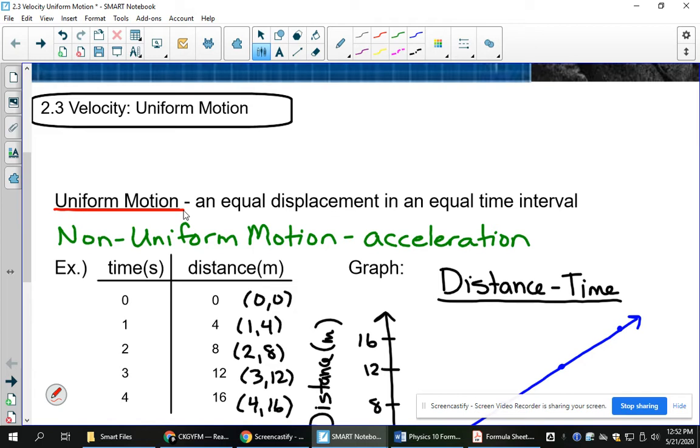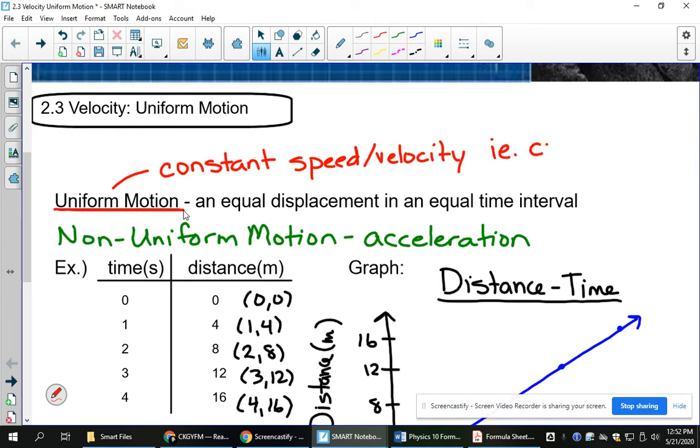That's kind of the physicsy term, but the easier to understand term would be constant speed or velocity. So lots of you are starting to learn how to drive, and this will make perfect sense to you. Constant speed is like in the car when you put it on cruise control. Okay, so that's an example of uniform motion.